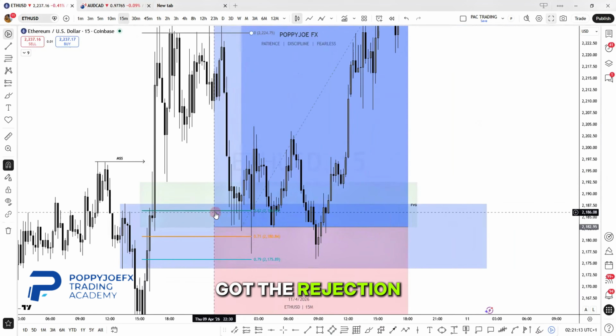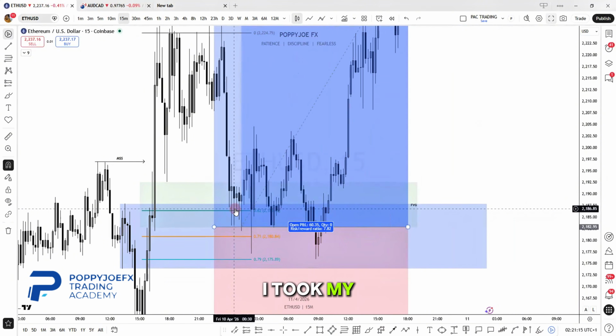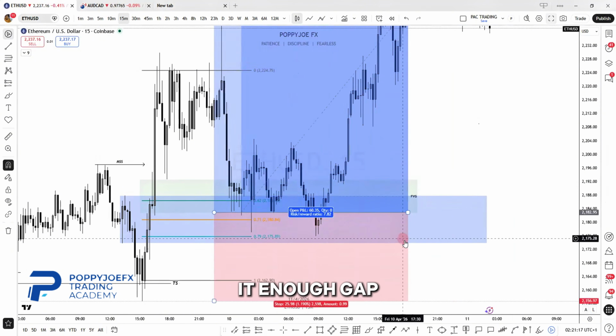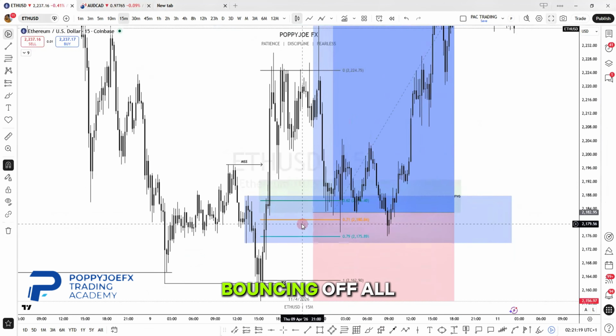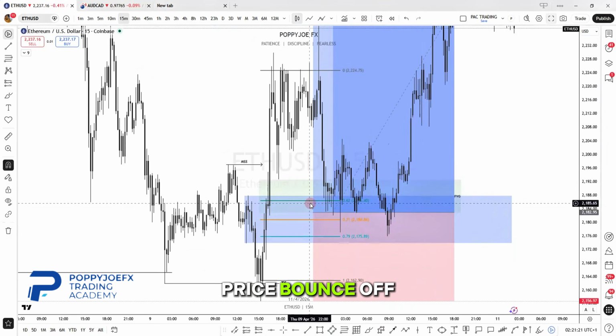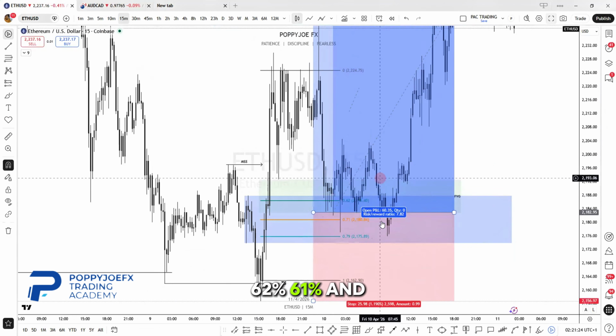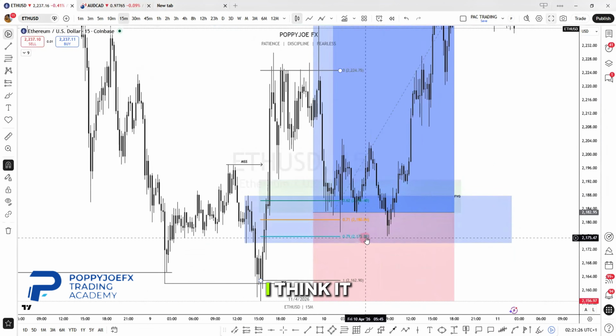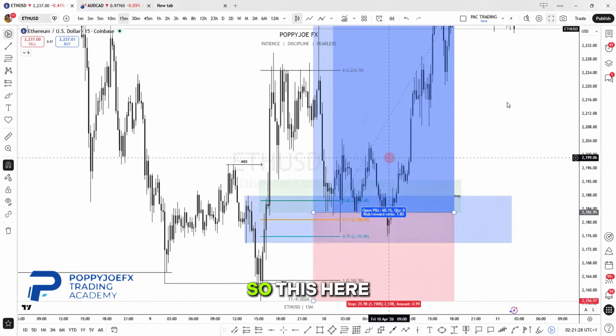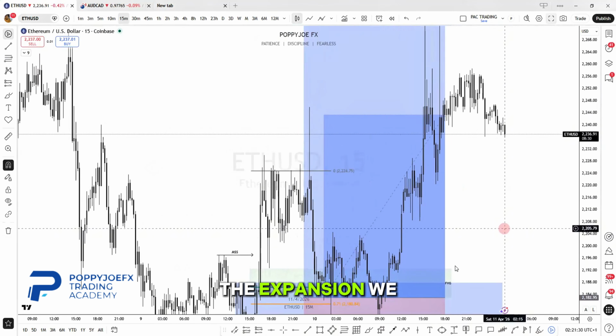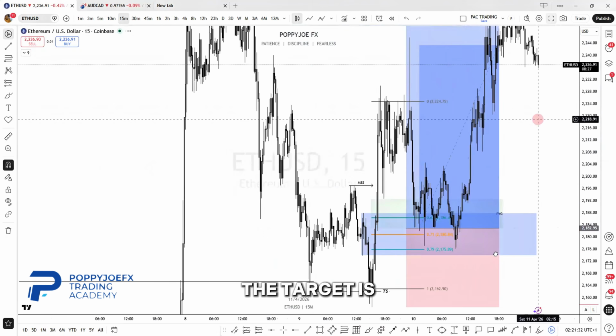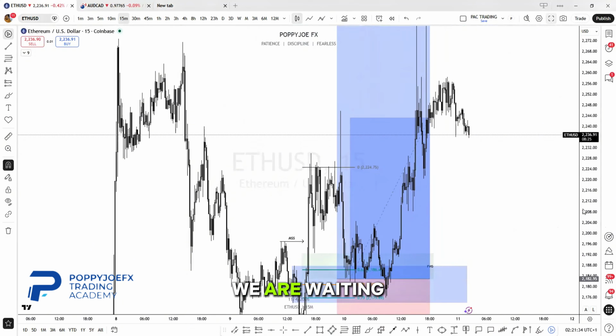The moment I got the rejection at the 62%, that was when I took my trade, but I allowed enough gap. Of course, you can see how price was bouncing off all the levels. Price bounced off 62%, 61%, and finally, I think it later bounced off the last one as well. So this gave us the expansion we wanted, obviously. And of course, the target is still very far, and we are waiting for that.